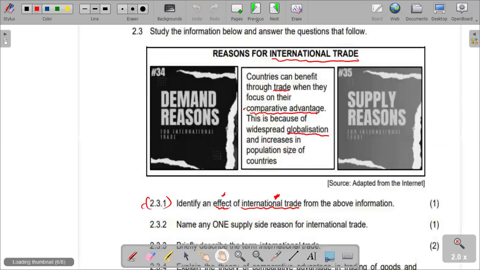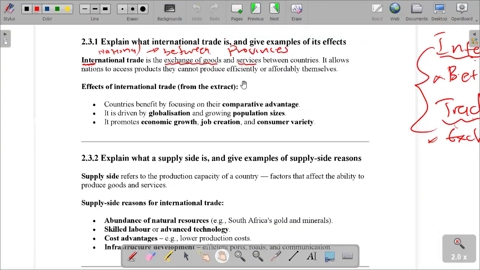Again, let's go back to the question. It says identify an effect of international trade. So we're trying to find the effect of international trade. Now that we know what international trade is, the exchange of goods and services between two or more countries, we want to know what the effect is. How can it positively or negatively affect us? So it says here, the effect of international trade.